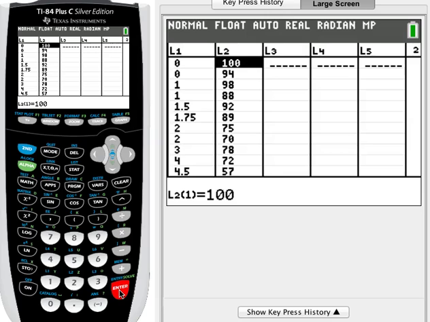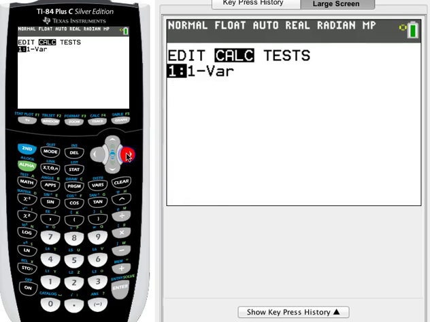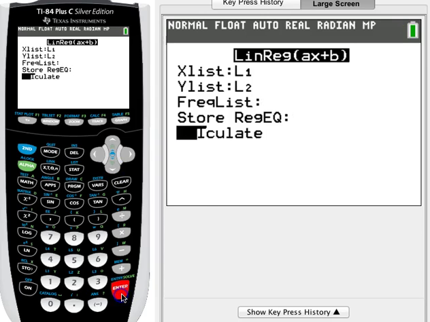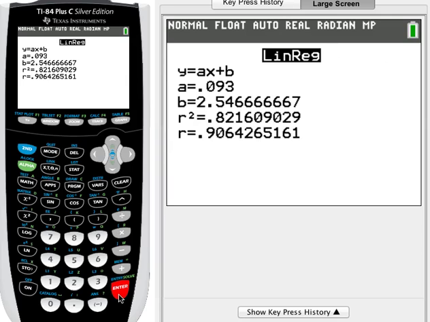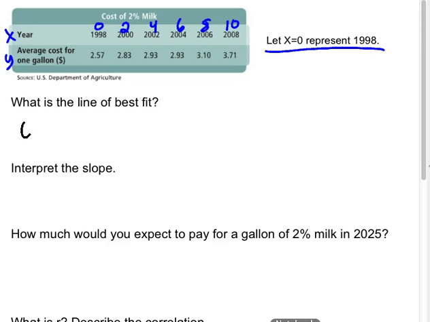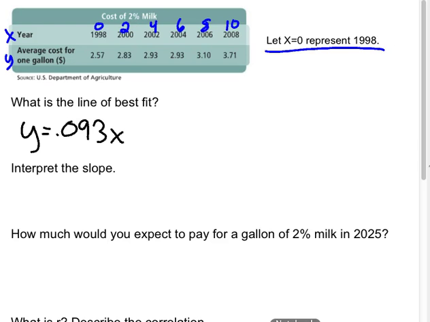So once again, I'll pause the video so you don't have to sit and just watch me type it in. All right, so I have my values in. So now to make that line of best fit, I'm going to go over to calculate, down to my linear regression. And here we go. So our slope, 0.093. So y equals 0.093x. And then my y-intercept is about 2.55.